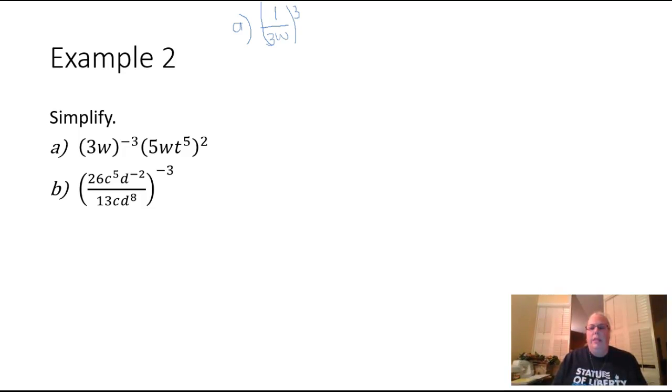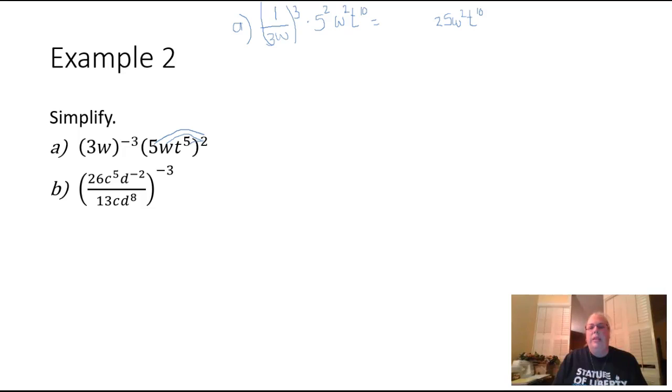All right. Now, in the second part of this expression, I'm going to take that 2 exponent and apply it to the 5, to the w, and to the t to the 5th. Now, this is going to be 5 to the 2nd power. This is not 5 times 2. And then we're going to have w to the 2nd power and t to the 10th power, because remember, when one base has 2 exponents attached, we're supposed to multiply those together. All right, so this is going to turn into 25 w squared times t to the 10th, okay?